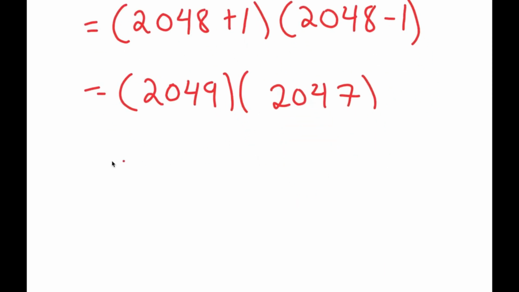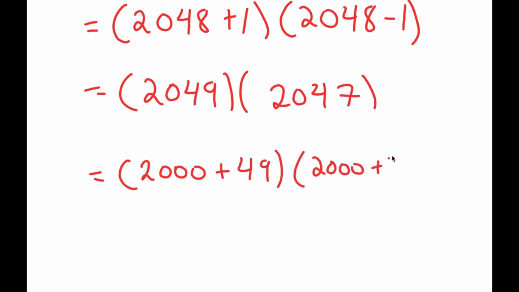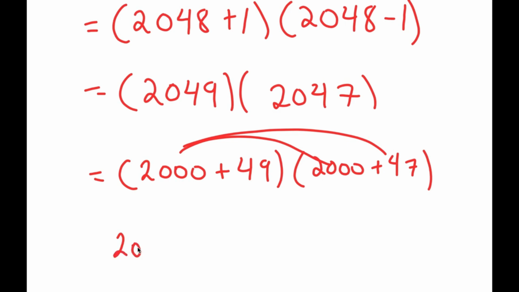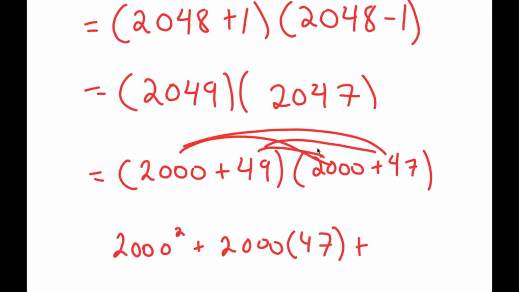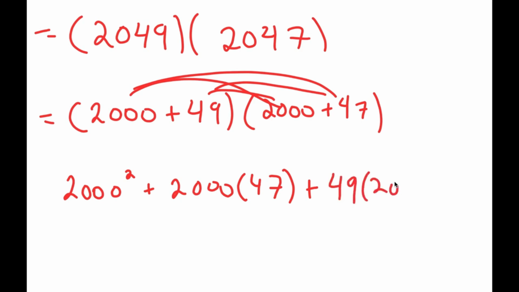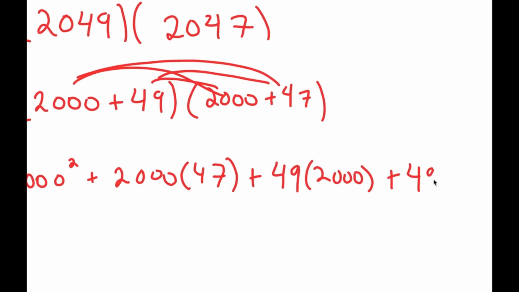And now, a simpler way of multiplying this, rather than the usual method, which takes way too long, is to rewrite this as (2000 + 49)(2000 + 47). Now from here, I can simply distribute. So I have 2000 times 2000, which is 2000 squared, plus 2000 times 47, plus 49 times 2000, plus 49 times 47.